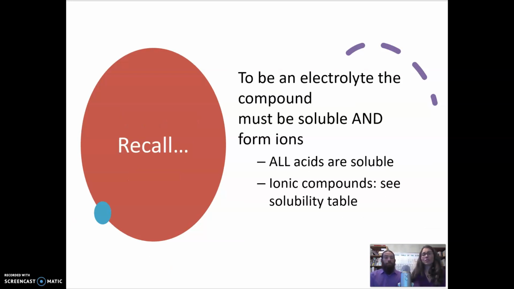Okay, so to be an electrolyte, it must be soluble and form ions. Remember that all acids are soluble, and for ionic compounds, you're going to have to look at your solubility table to see if it's soluble. Once it's soluble, then you can determine if it's a strong electrolyte, a weak electrolyte, or a non-electrolyte.